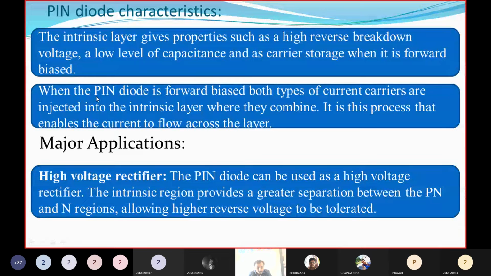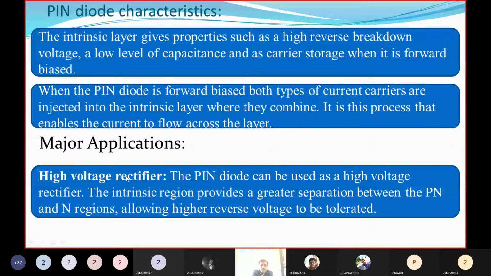Now, when a PIN diode is forward biased, both types of current carriers are injected into the intrinsic layer, where they combine. It is this process that enables the current flow across the layer. So in the case of forward bias also, current flows through the circuit, because at the intrinsic region these electrons and holes recombine with each other. Due to that, current flows through the circuit in forward bias. Okay, these are some PIN diode characteristics.